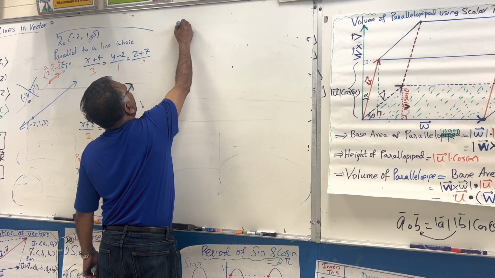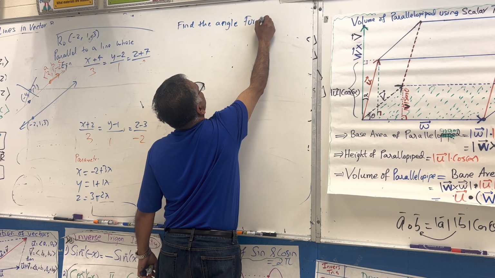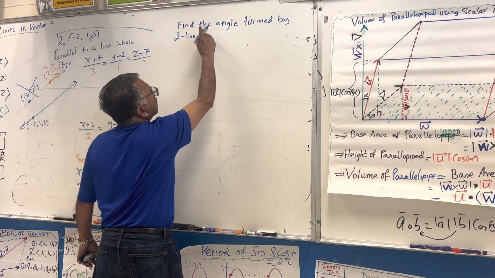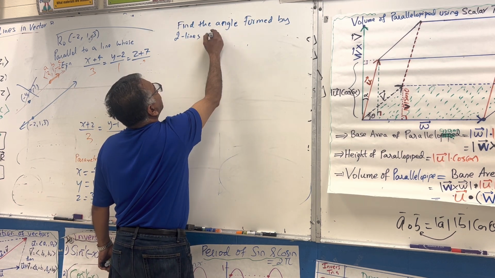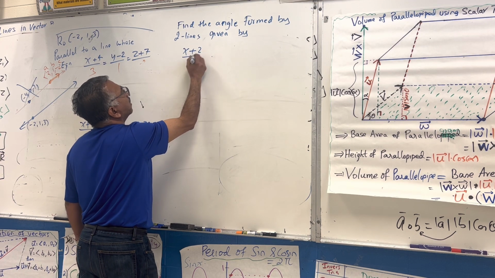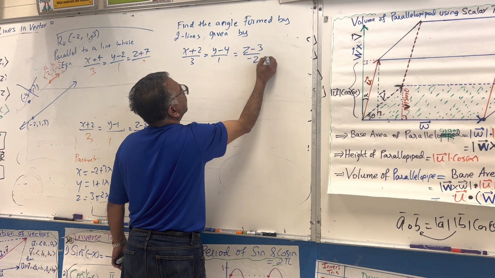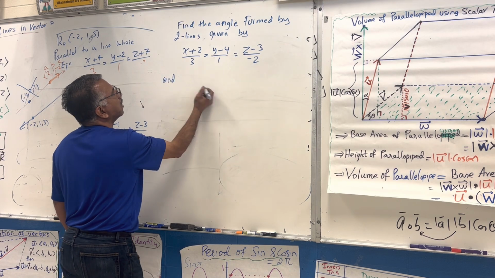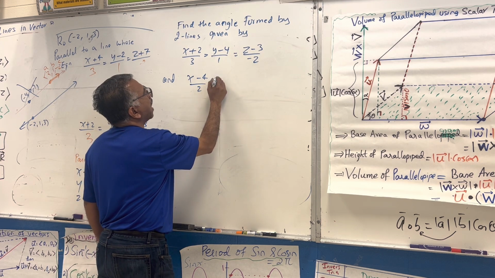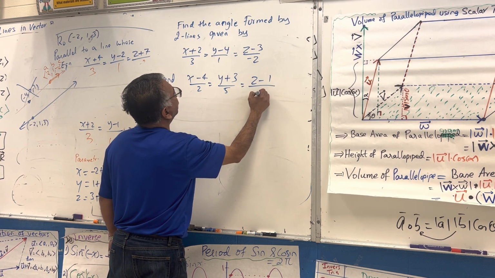So find the angle formed by two lines. I just want to write two lines given by, and they may be given as (x + 2)/3 = y/1 = z/-4. So this is one line, and the second one is maybe (x - 4)/2 = (y + 3)/5 = (z - 1)/-4. I'm just taking negative 4.